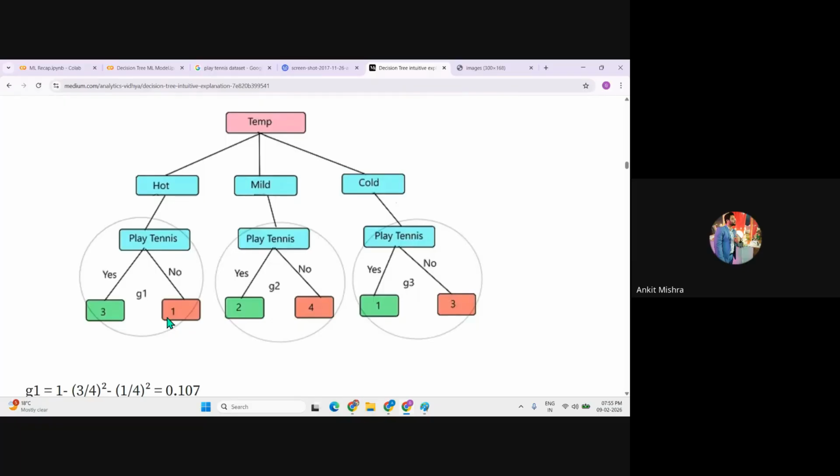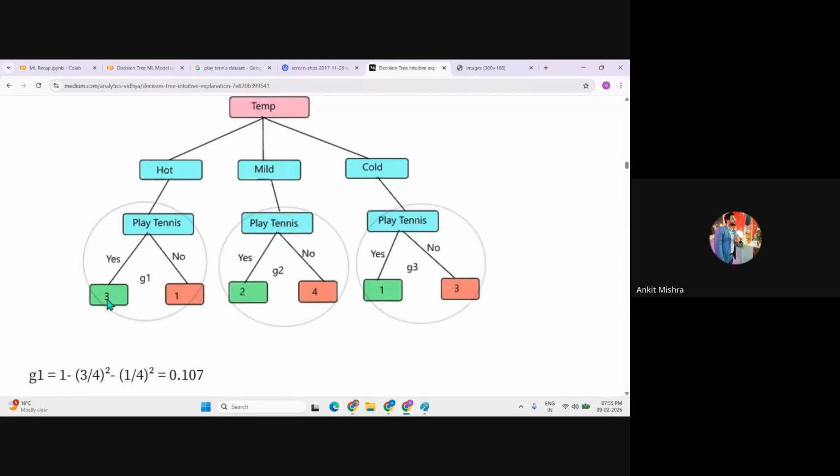Now I know everyone is understanding how to calculate G1, G2, and G3. It's 1 minus (3 by 4) squared minus (1 by 4) squared. Why 4? Because we are only separating 4 rows out of the overall rows, right? So it's 1 minus probability of yes squared, minus probability of no squared: (3 by 4) squared and (1 by 4) squared. Once you solve this, you will get the Gini index of G1.